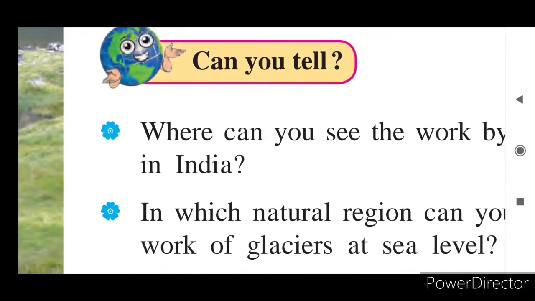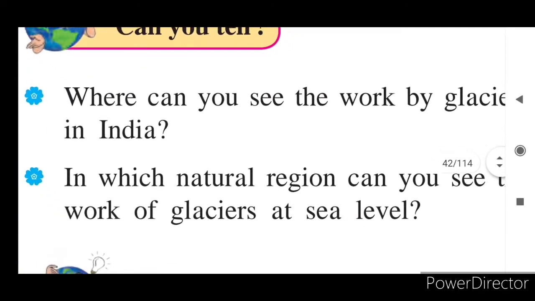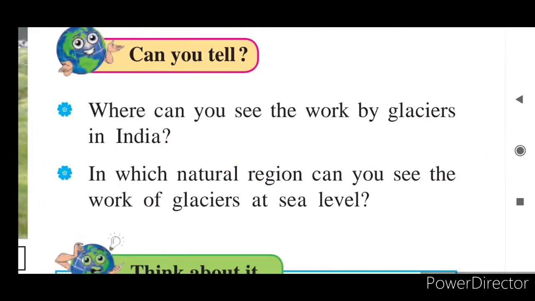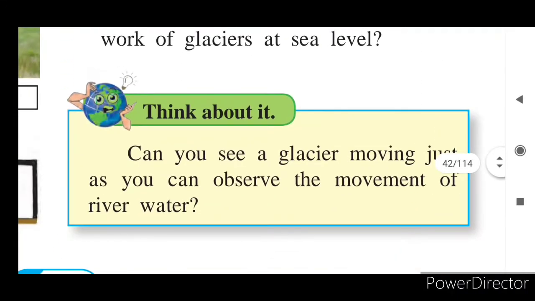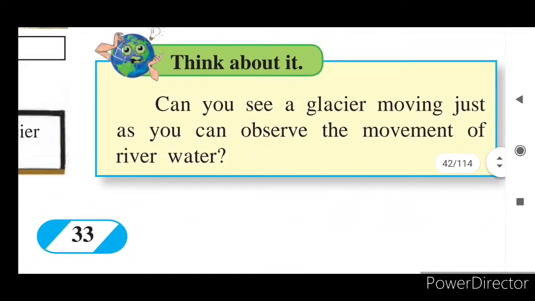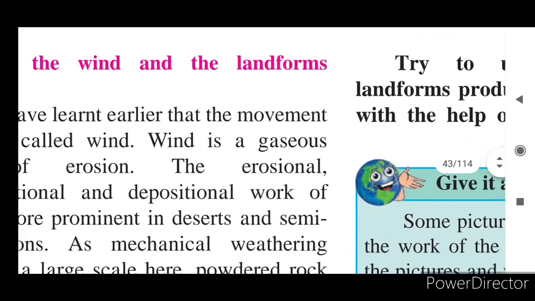Where can you see the work of glaciers in India? We can see it where there is snowfall in our country, in Jammu and Kashmir. So in that region we can see glaciers. In which natural region can you see the work of the glacier at sea level? See, Jammu and Kashmir is a high altitude area, but here it is at sea level. Sea level means near the polar areas. Can you see a glacier moving just as you can observe the movement of river water? Say children, have you seen? You think and talk about this. Think, what is your opinion?